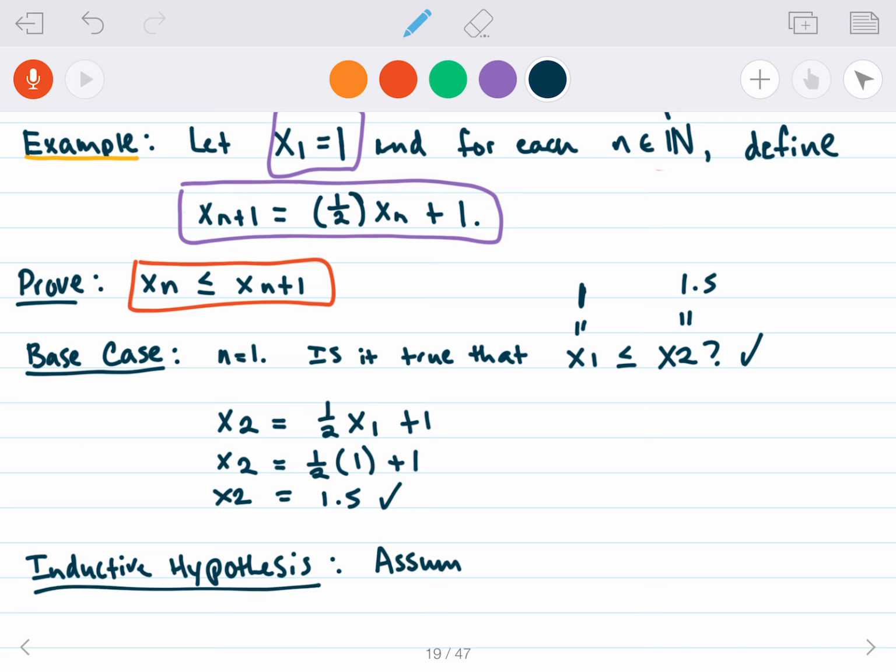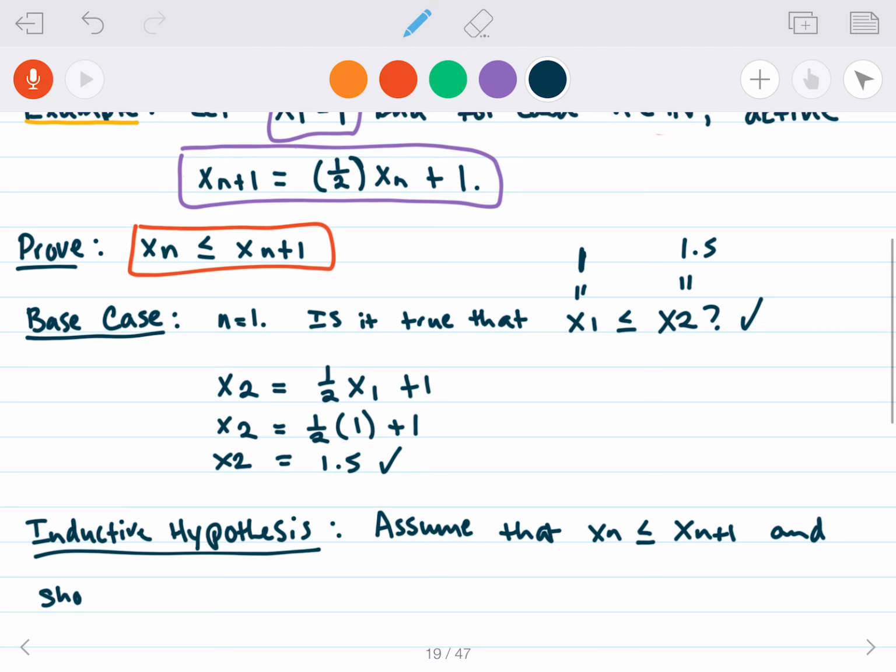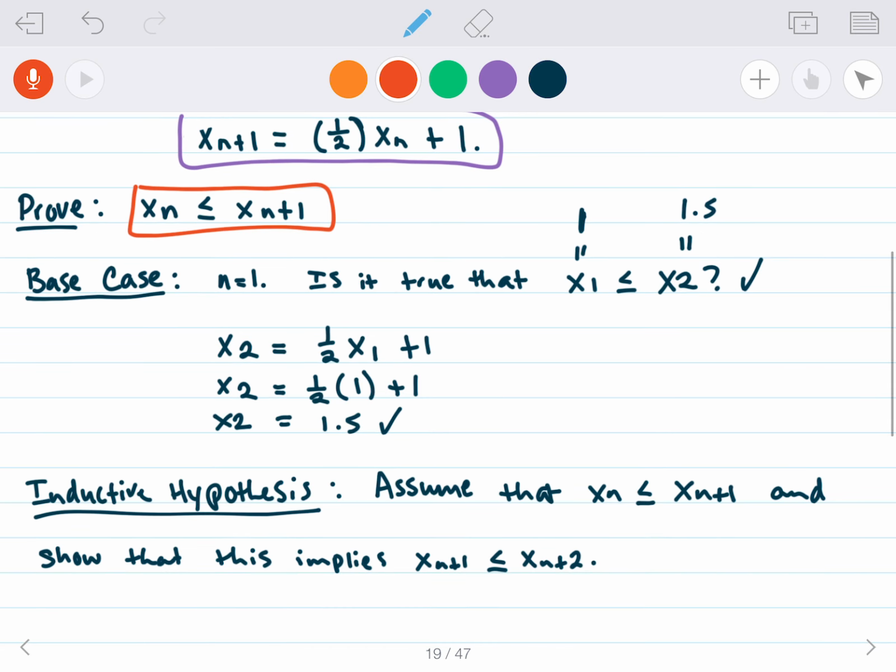Assume that x sub n is less than or equal to x sub n plus 1, and show that this implies x sub n plus 1 is less than or equal to x sub n plus 2. That's what I mean by the domino effect. So showing that the previous instance implies the next instance is true for the rule. All right, so this is what we're going to assume, and we want to show that this holds.